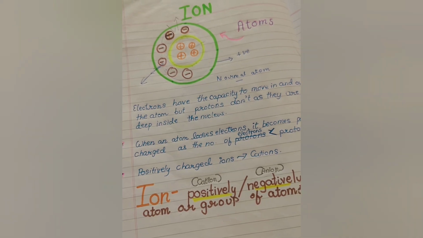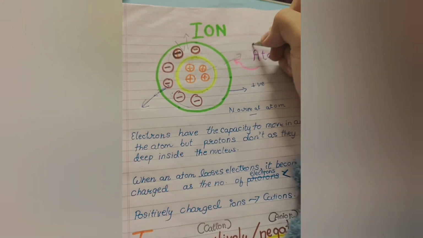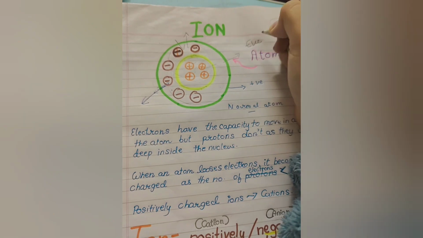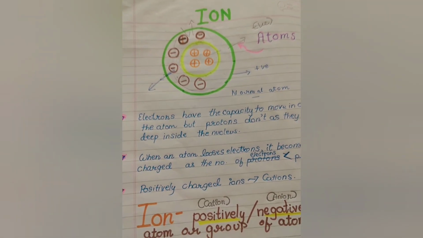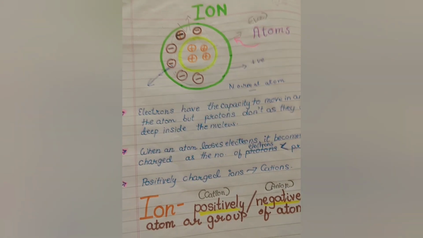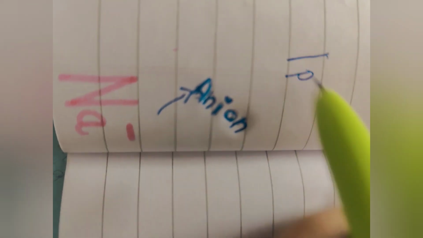So now we can say that the atom has become negatively charged. Why? Because the number of electrons has increased. It is more than the number of protons. Okay? Why am I calling it an anion? Because it is negatively charged. And how do I know it is negatively charged? Because I can see this minus sign. But what does it actually mean? It means that this has lost one proton.